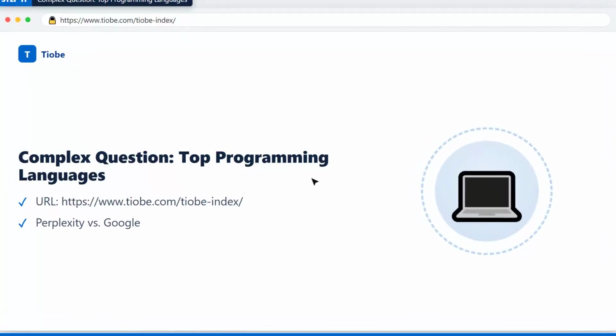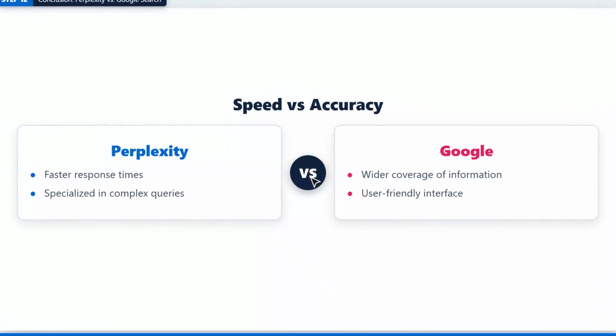Now, let's compare how Perplexity and Google handle a complex query, identifying the top 5 programming languages in 2023. For instance, if we ask Google, it might return popular choices like Python, JavaScript, Java, C#, and C++, based on current trends and usage.